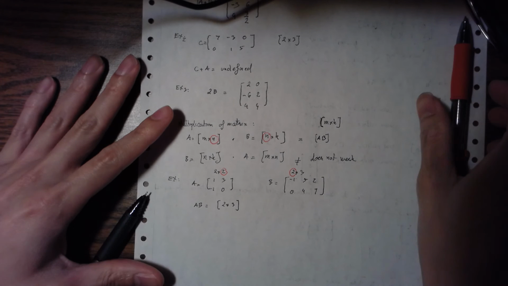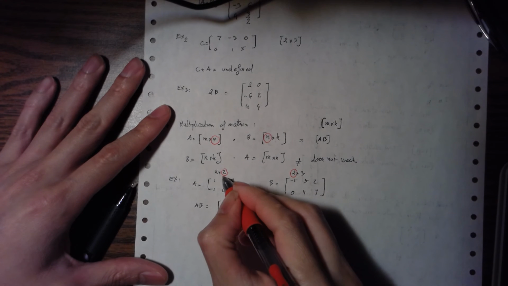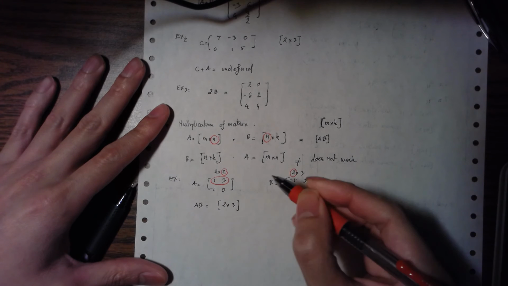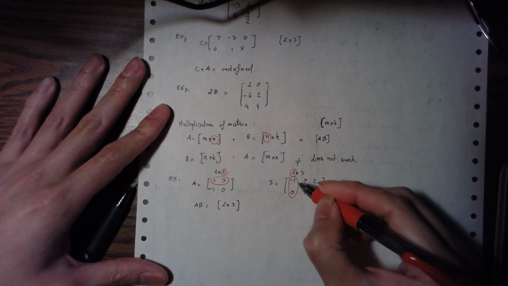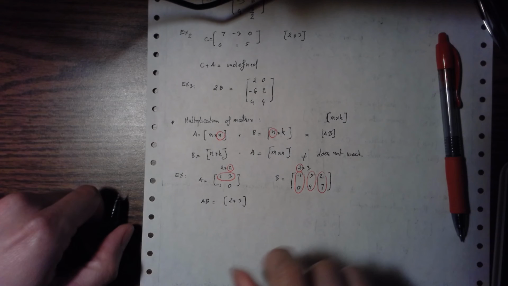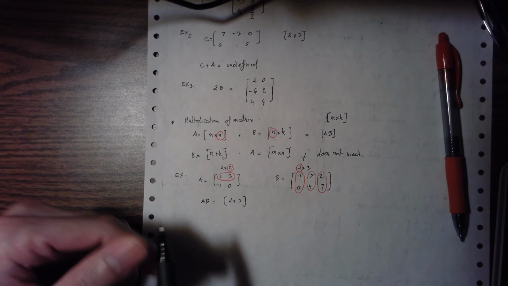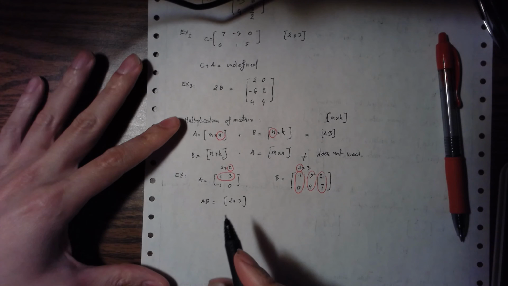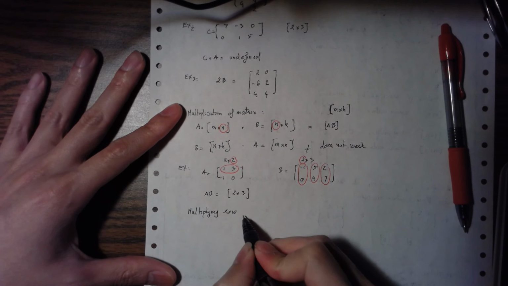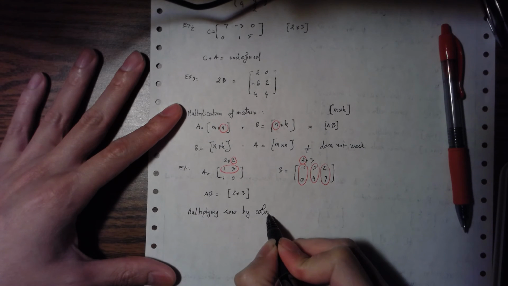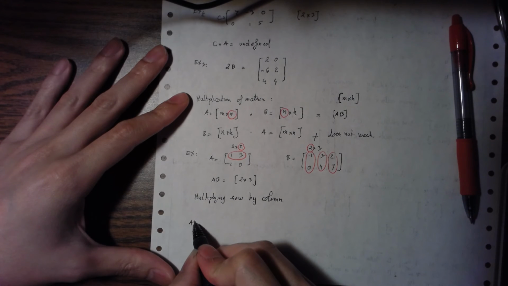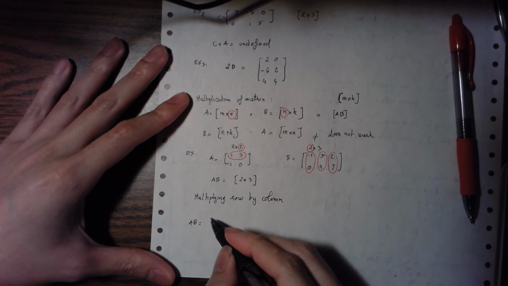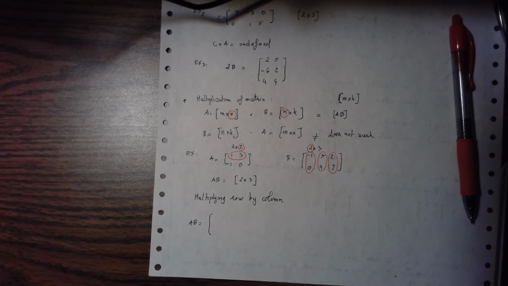You take the row and multiply it by each column. Matrix multiplication is row by columns. So let's see what I have. You're going to have a matrix 2 by 3, right? So the new matrix A times B will be 2 by 3. So let's multiply row by column.